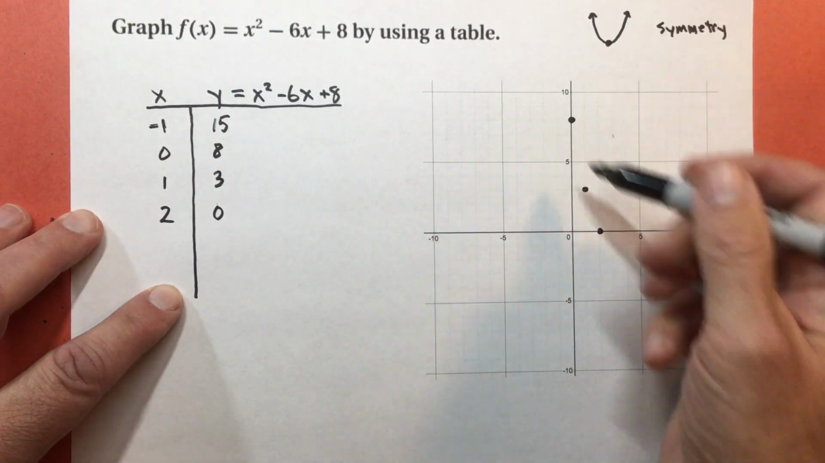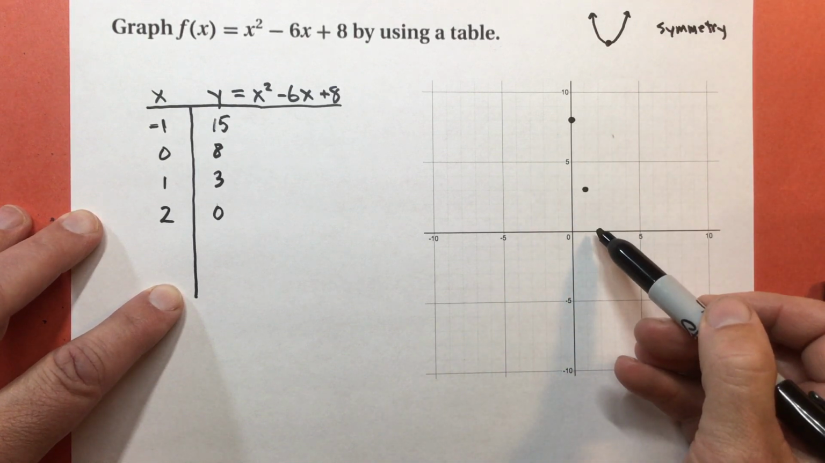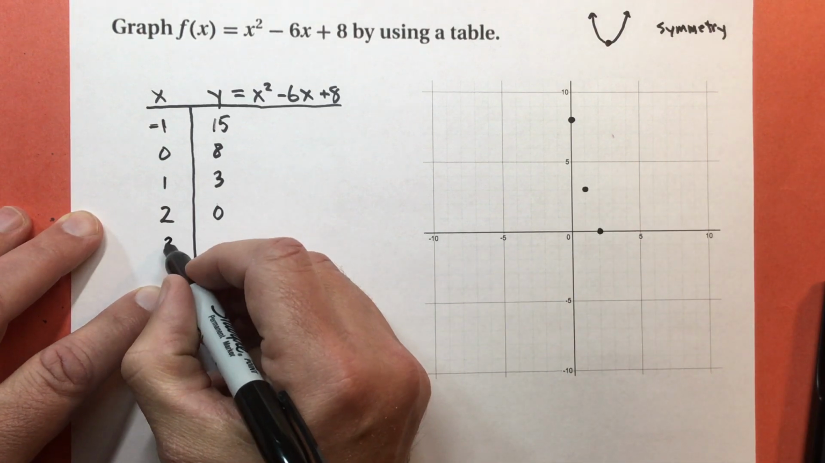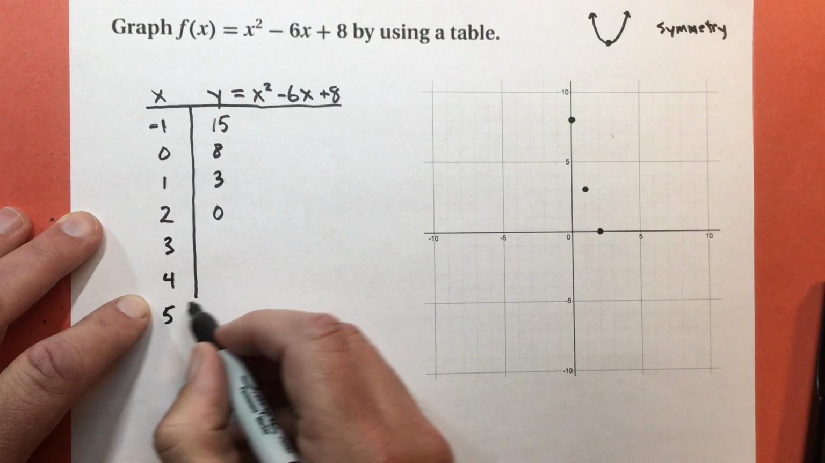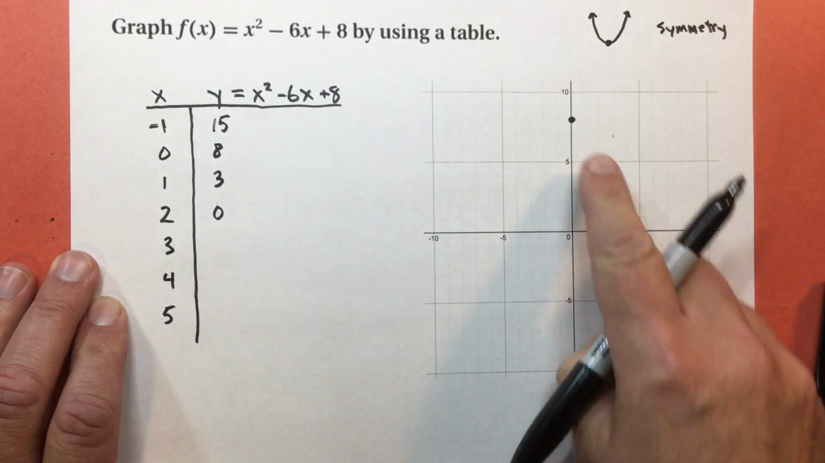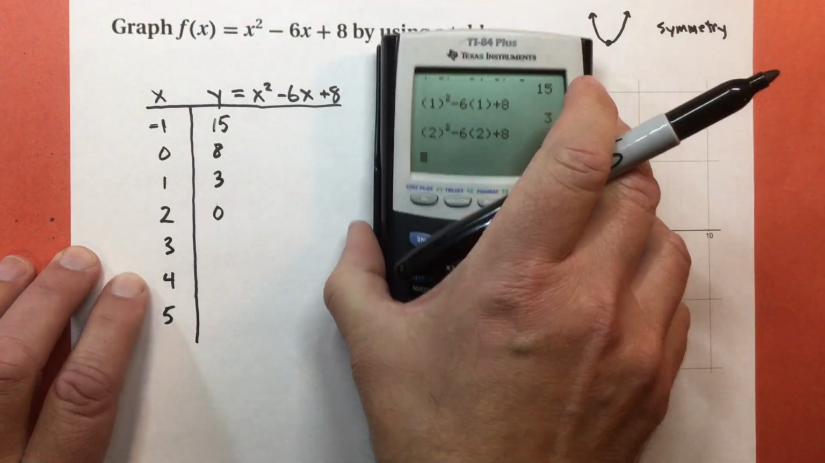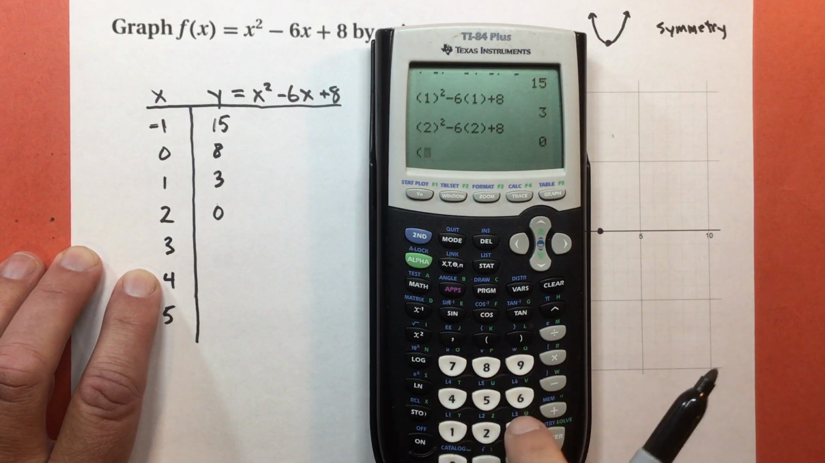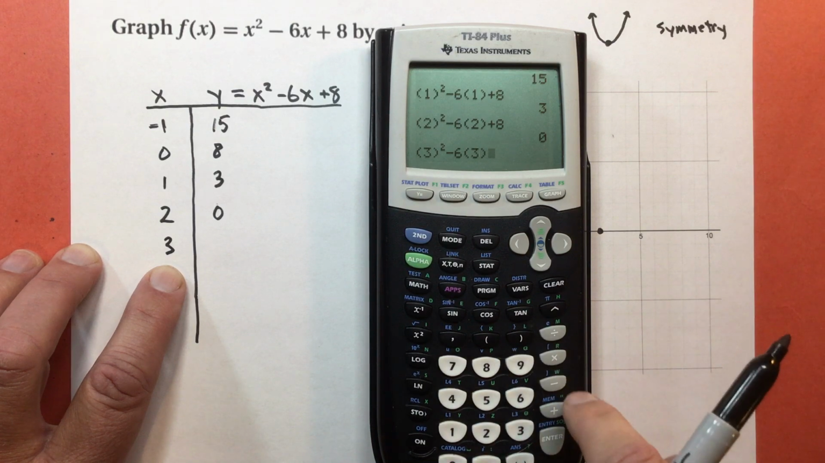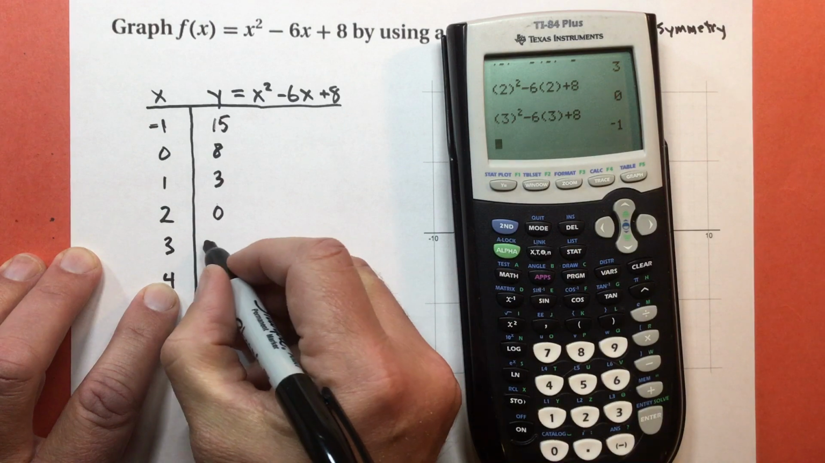All right, that's good, but that's not enough for me to draw my graph. It looks like it's coming down, but I want to figure out where it starts to turn and go back up. So let's do 3, 4, and 5. Let's just keep continuing this. And of course, I could go the other direction too, but I'm already at 15, which is off my grid. So let's try 3 squared, subtract 6 times 3, plus 8. I get negative 1.